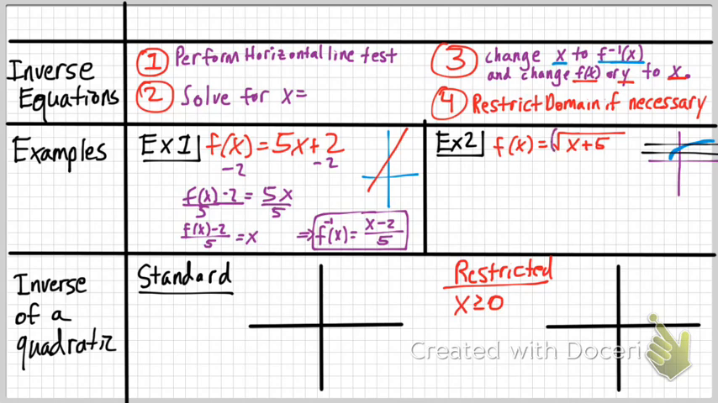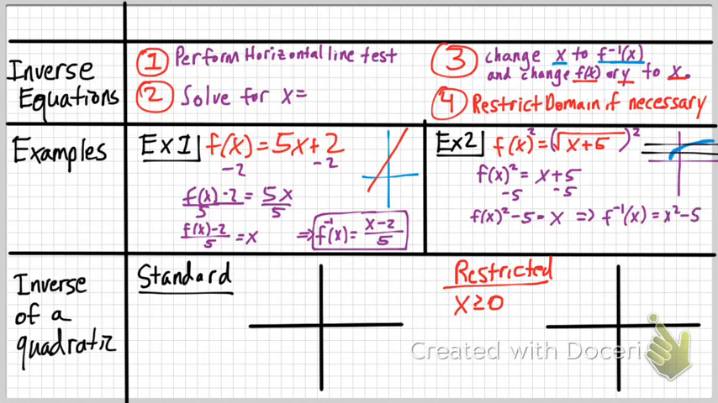Now, instead, I've got this out here first. To get rid of the square root, I'm going to have to square both sides. So I square this side, and now I have f of x squared is equal to x plus 5. And then I need to subtract 5 from both sides. So f of x squared minus 5 is equal to x. I do my notation change, and what I get is that f negative 1 of x is equal to x squared minus 5.